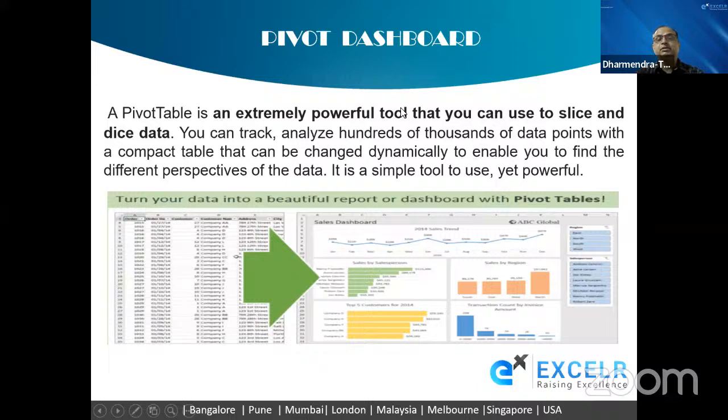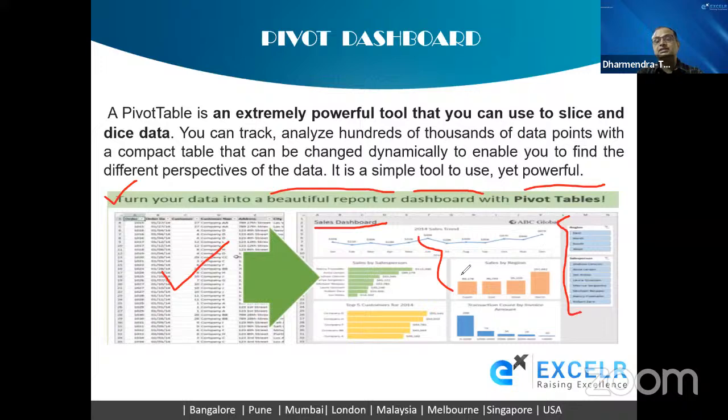A pivot table is an extremely powerful tool that you can use to slice and dice your data. You can track and analyze hundreds of thousands of data points with a compact table that can be changed dynamically to enable you to find different perspectives of your data. It is a simple tool, but very powerful. Here, I'm telling you, the pivot table turns your data into a beautiful report or dashboard. So this is your raw data we have, and this kind of sales dashboard you can create here. And here we have the slicers. Whenever you change the slicer, this entire pivot table will be impacted. So let's see the practical right now.